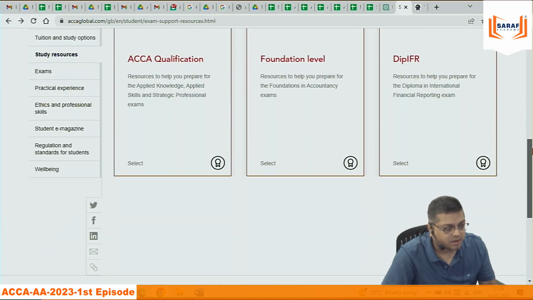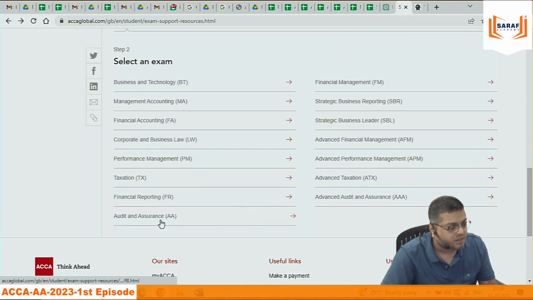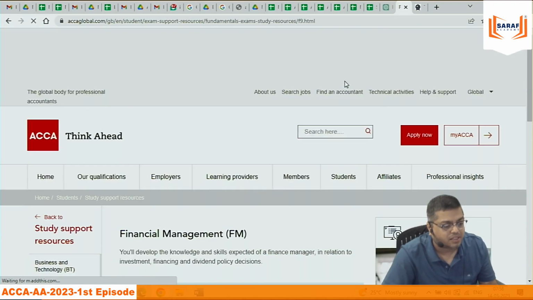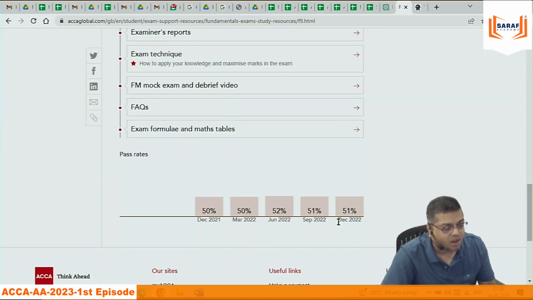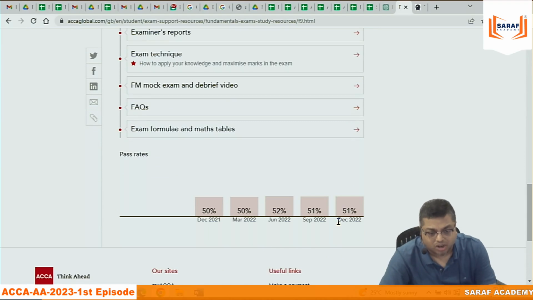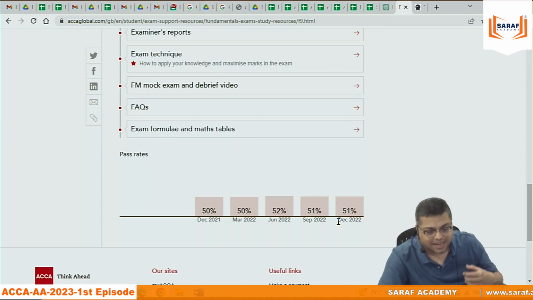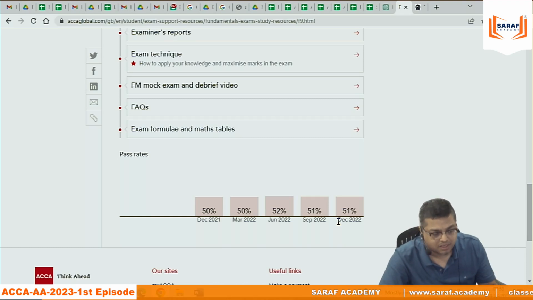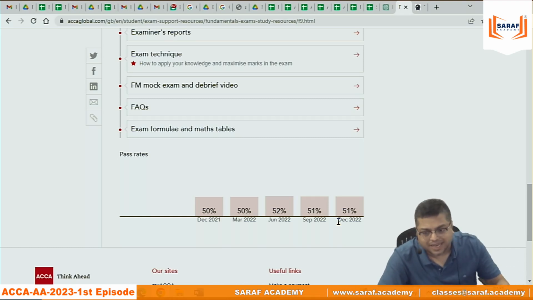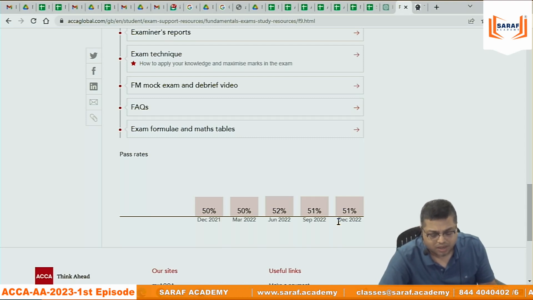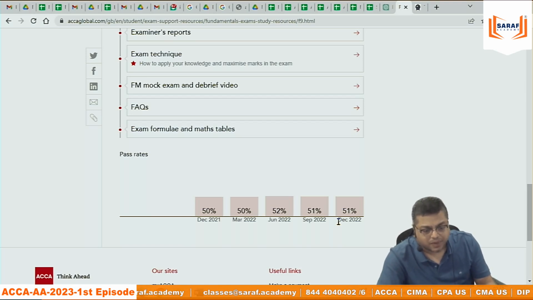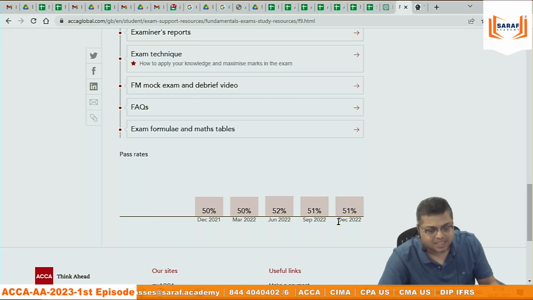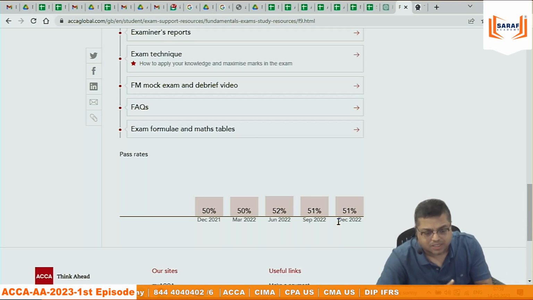Then we come to the next paper, auditing. So we have now seen financial management, the last one. In the last one, the pass percentage is again around 50%. So I can say that the lowest pass percentage is in auditing, and then in PM, performance management. But in the other subjects, for FR, for FM, for tax, the pass percentage is around 50%. But for PM it is around 43%.